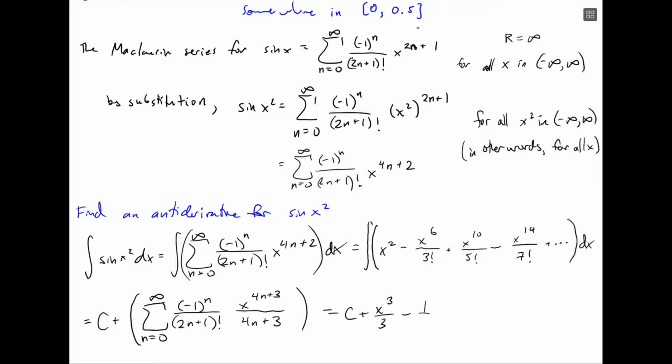So now we're going to have plus 1 over 3 factorial, x to the 7th over 7, plus 1 over 5 factorial, x to the 11th over 11, minus 1 over 7 factorial, x to the 15th over 15, and so on. Okay, so that's how it would look working it out in formula form and actually written out.